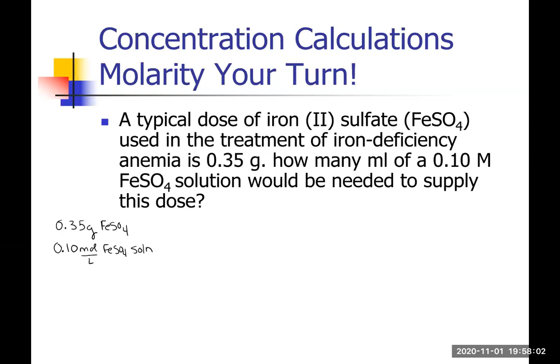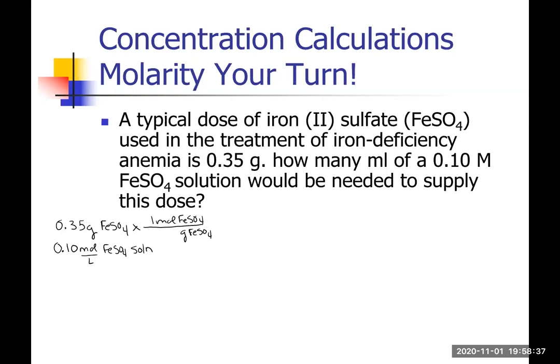Okay, so the one thing that we can see is that we have grams of iron sulfate, and in our concentration, we have moles of iron sulfate. So we're going to need to convert those grams of iron sulfate to moles of iron sulfate. I know I don't want grams, so I'm putting it on the bottom, and I'm going to use molar mass, so that is 1 mole of FeSO4.